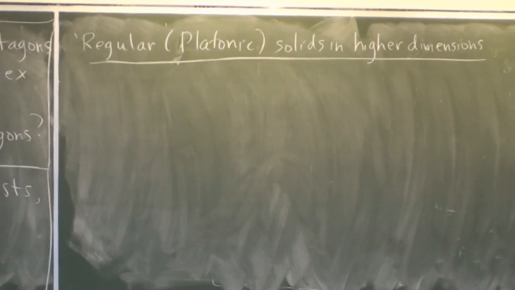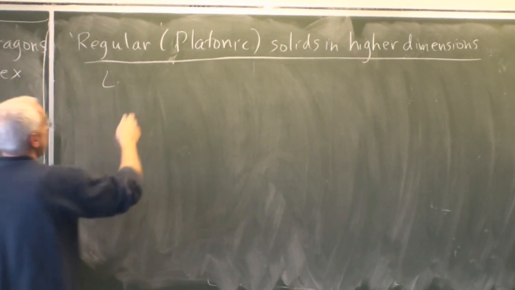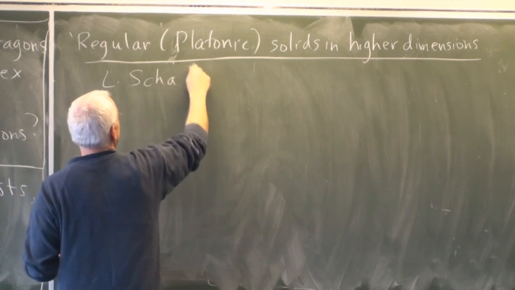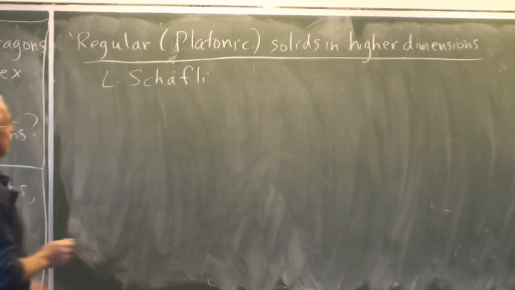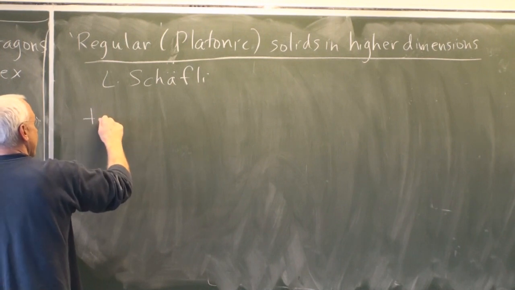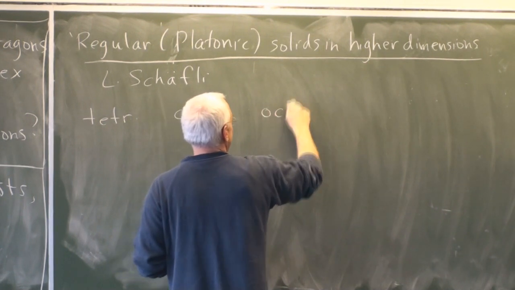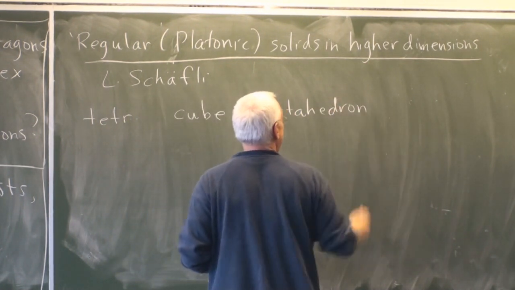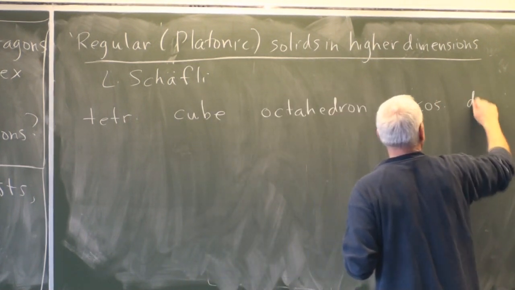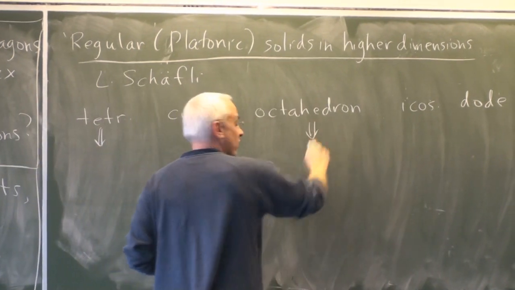This was all worked out in the middle of the 19th century by a remarkable Swiss mathematician named Schläfli. And I hope I'm spelling it right, and there might be an umlaut there somewhere. In the 1850s, perhaps, he figured out what are all the possibilities. So it turns out that of our various families, we have the tetrahedron, we have the cube, we have the octahedron, and then there's the icosahedron and the dodecahedron. These three have analogs in all dimensions.